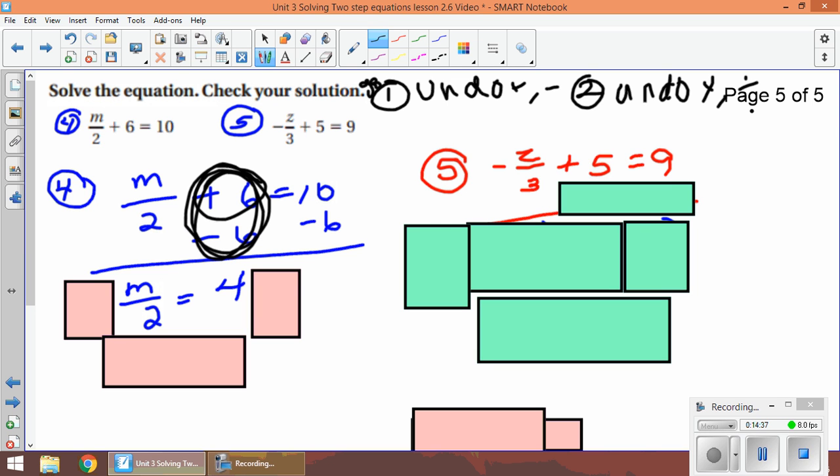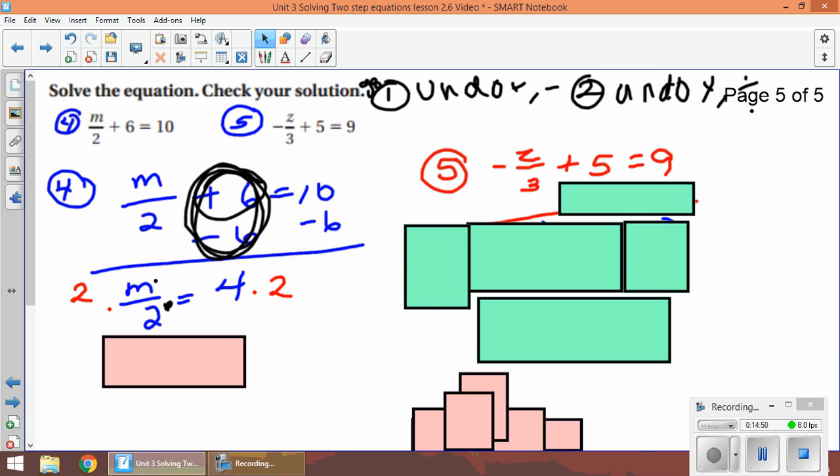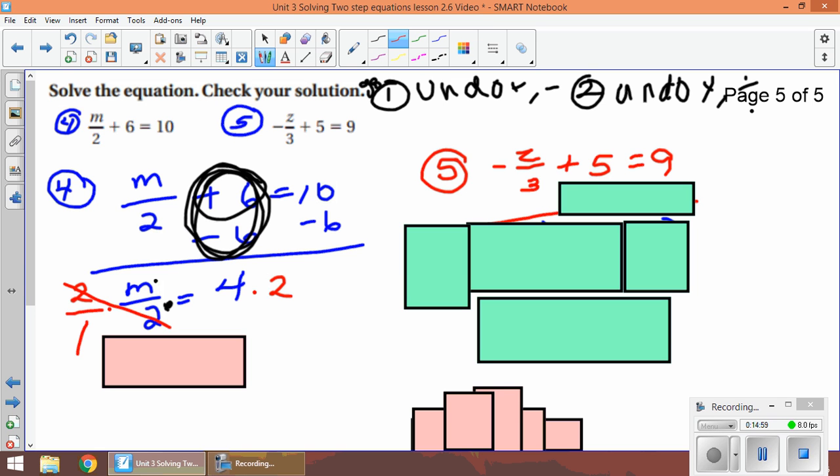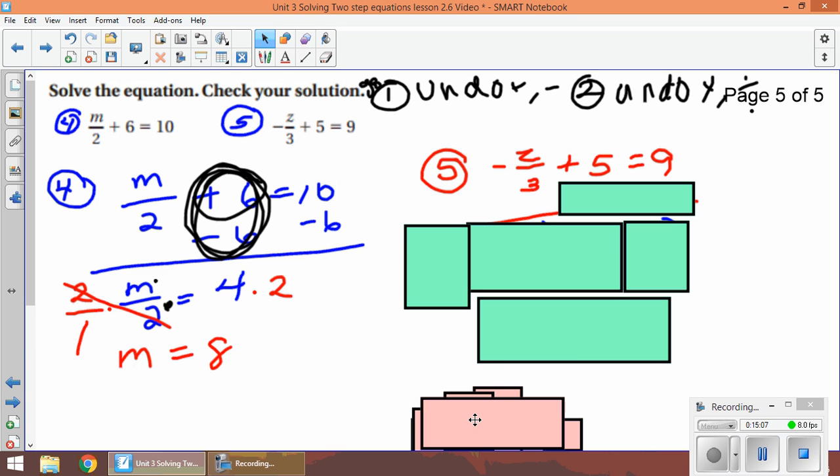So here I have m being divided by 2. So what's the opposite, the inverse of dividing by 2? Yes, timesing by 2. What I do to one side, I do to the other. Remember, timesing by 2 is the same as 2 over 1. These cross reduce, leaving me with m, or 1m, equals 4 times 2, or 8.